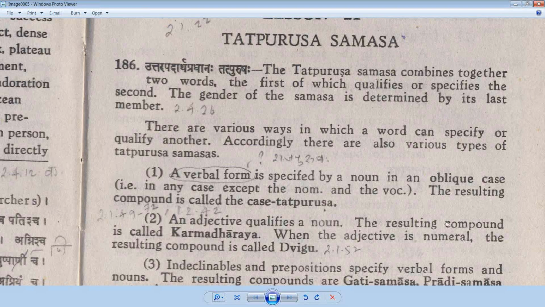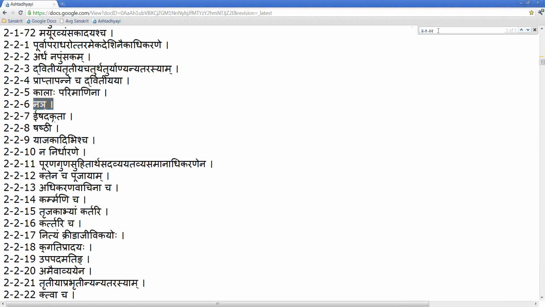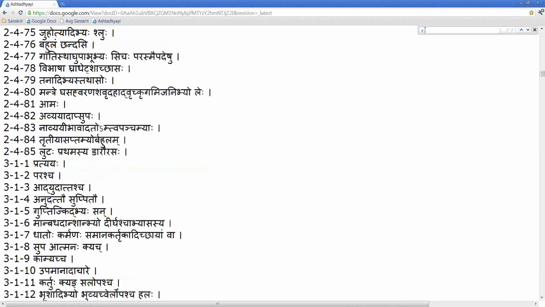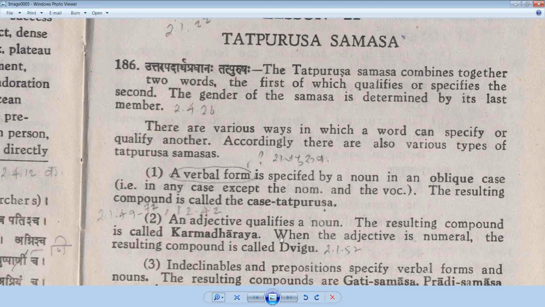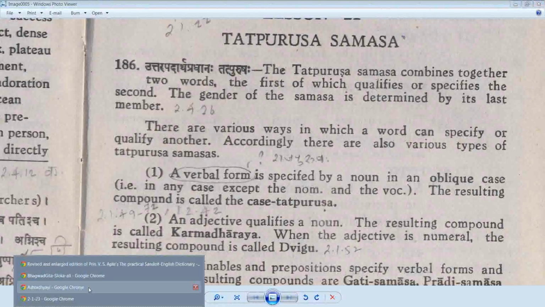And then the adjective qualifies a noun. We already talked about that. The resulting compound is called Karmadharaya. That's what we looked at from 2.1.49 to 2.1.72. And then Tatpurusha Samanadhikarana Karmadharayah, this is a sanjna sutram, which we also saw outside the section of the samasa section, so that can coexist. So this is a sanjna which defines what Karmadharaya compounds are. So that is what we have. And then he also says that when the adjective is a numeral, the resulting compound is called dvigu. This is 2.1.50. So within the section of Karmadharaya, we have this section of dvigu. Dvigu like panchapatram, like triloki.